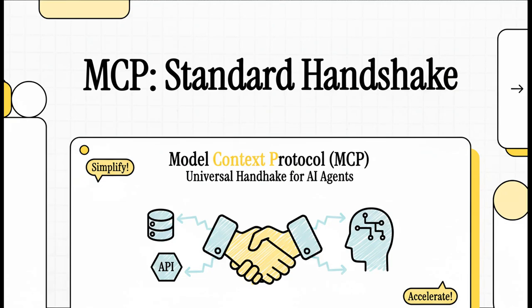Listen up. If you're building anything with AI agents, you're gonna wanna know about this. We're gonna break down something called the Model Context Protocol, or MCP for short. And trust me, it's a new standard that could totally change the game for how AI interacts with, well, everything.